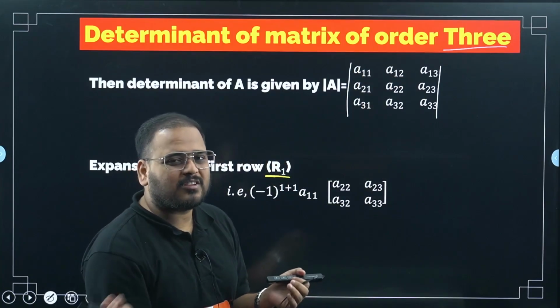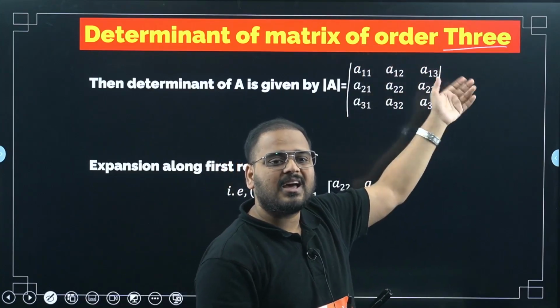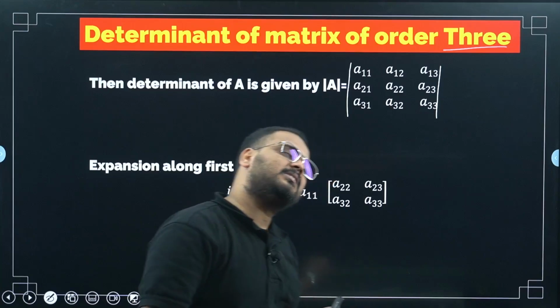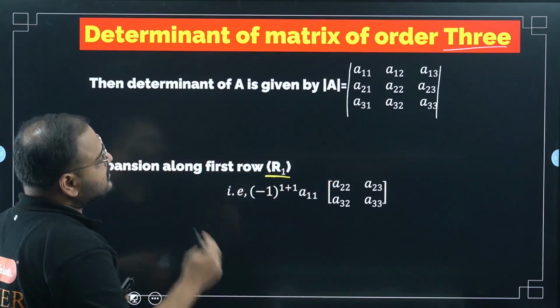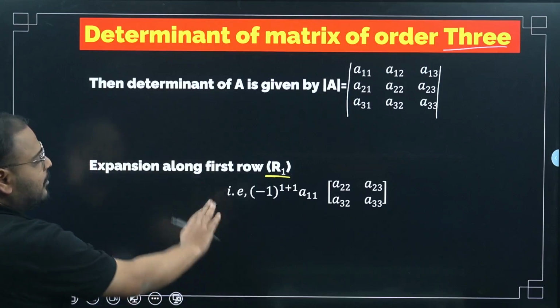So I don't have to show all 3 columns. I'll show you all 3 rows, and then one column also. The same thing will be applied in the column. In all 3 columns you can apply the same concept. Okay, I hope this is clear. So this is the form.